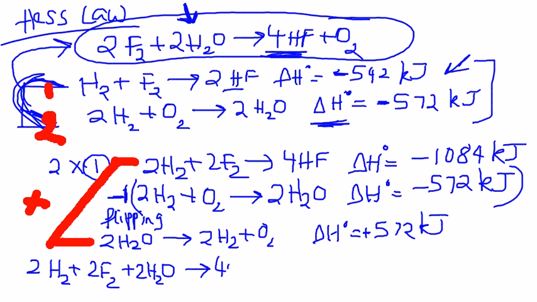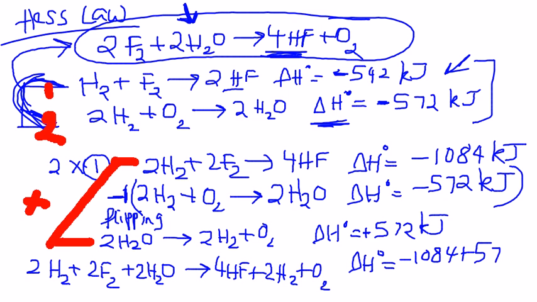4HF plus 2H2 plus oxygen. Delta H0 is going to be minus 1084 plus 572. When you work out the math for that, you're getting negative 512 kilojoules.